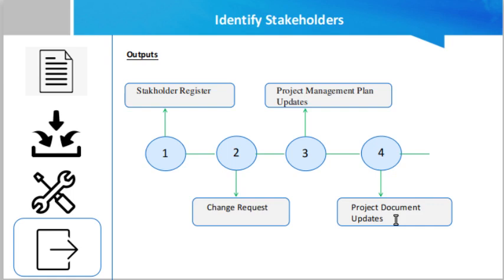Of all these four outputs, the most important one is the stakeholder register. It is the major and the most important output of identify stakeholders. That means once you complete the whole process of identification of stakeholders, you have a very important document called the stakeholder register.